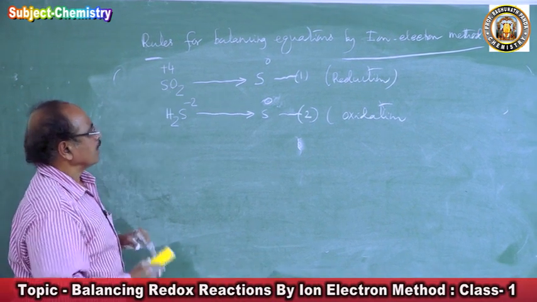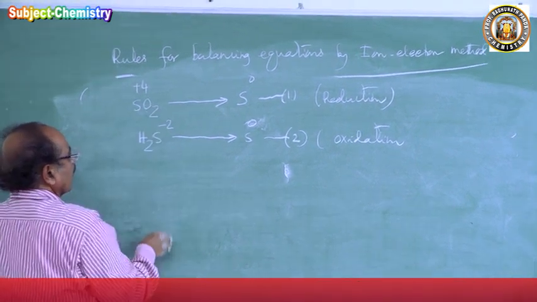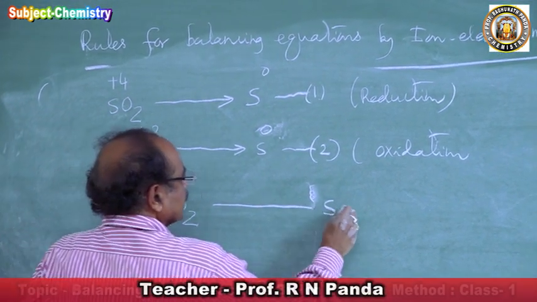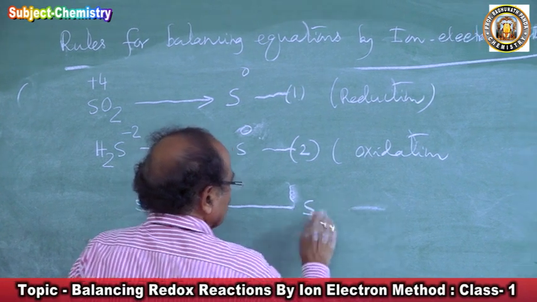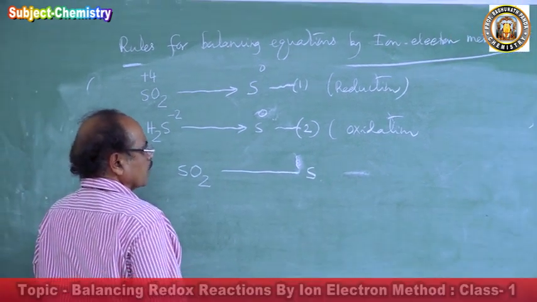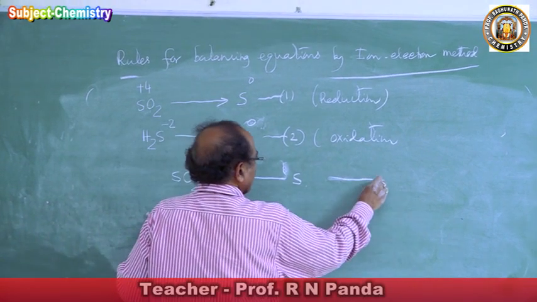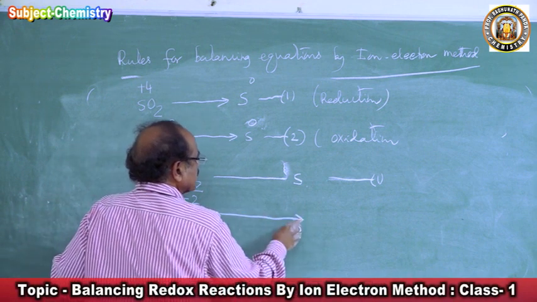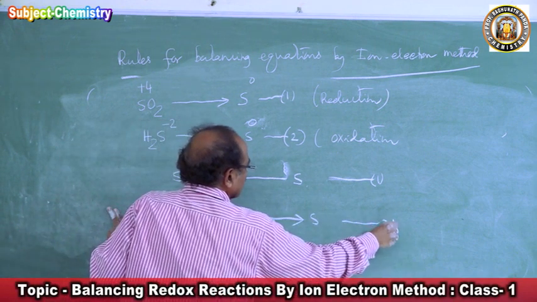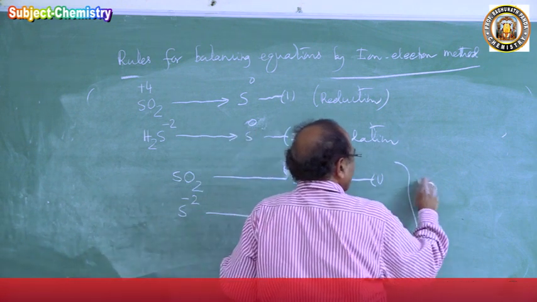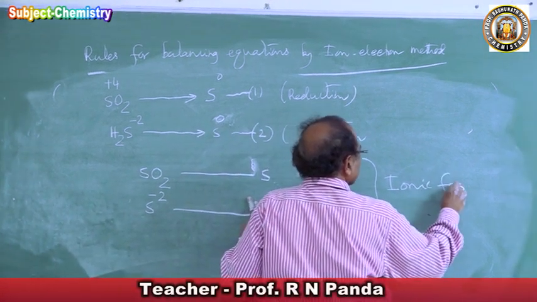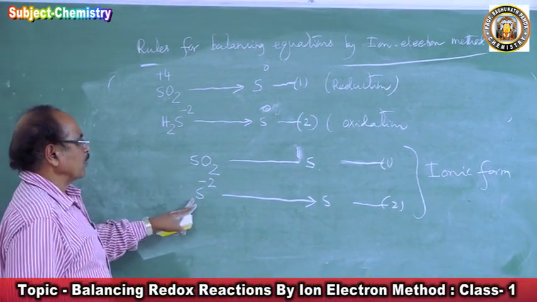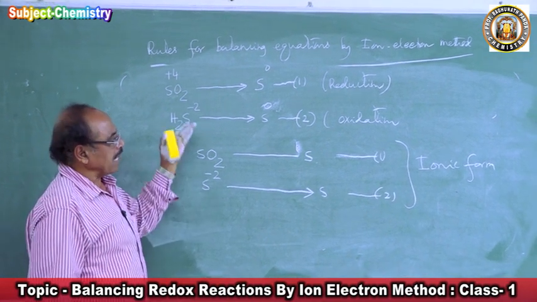Then represent them in ionic form. We will do the first reaction in ionic form. So sulfur dioxide is forming sulfur, and we will balance this equation first. This is our equation 1 in ionic form, and S-2 is forming sulfur again. This is our equation 2. We have represented them in ionic form, and we will balance them applying the rules, then add the equations.